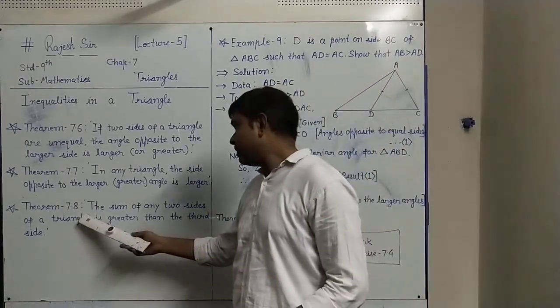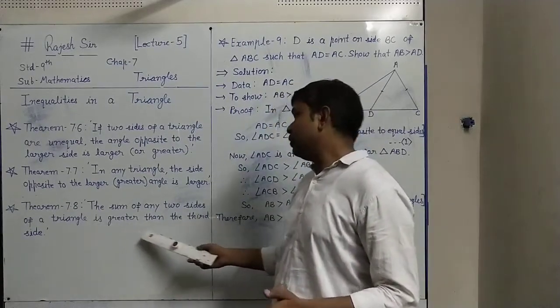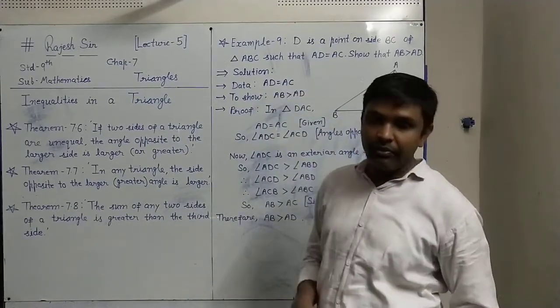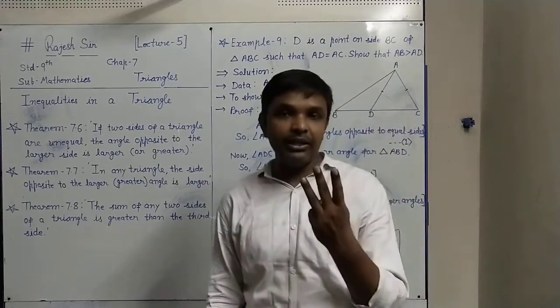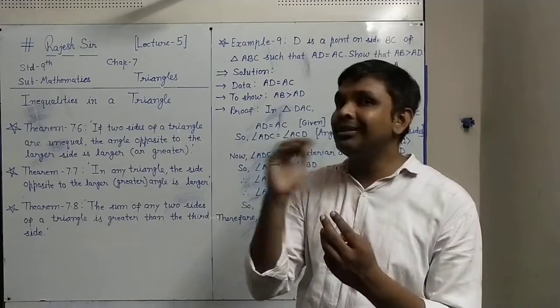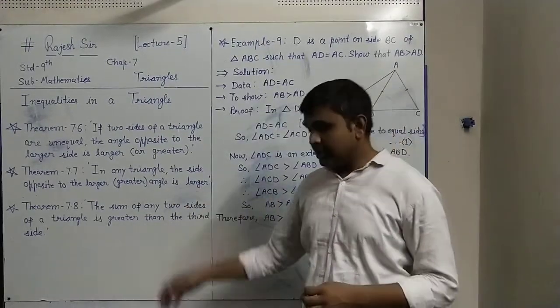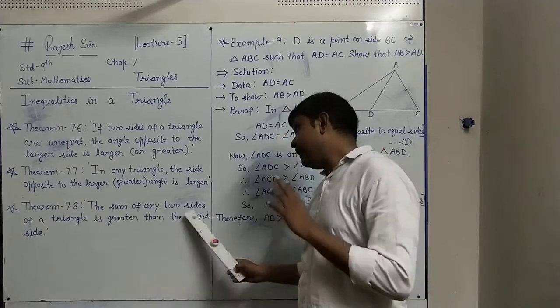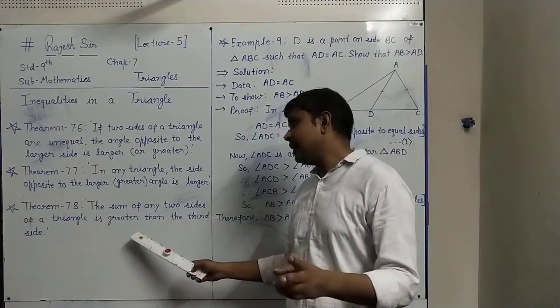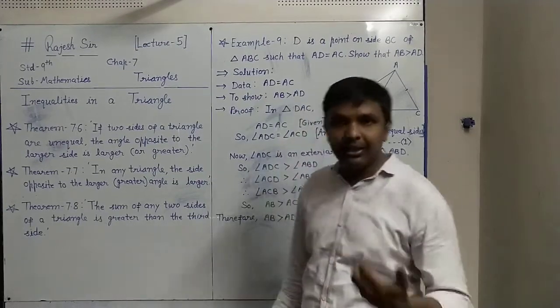And theorem 7.8 is: the sum of any two sides of a triangle is always greater than the third side. If any triangle is there, you know three sides are there. If you take the sum of any two sides, it will always be greater than the third side. Then only it will be a triangle. So this is the theorem: the sum of any two sides of a triangle is always greater than the third side.